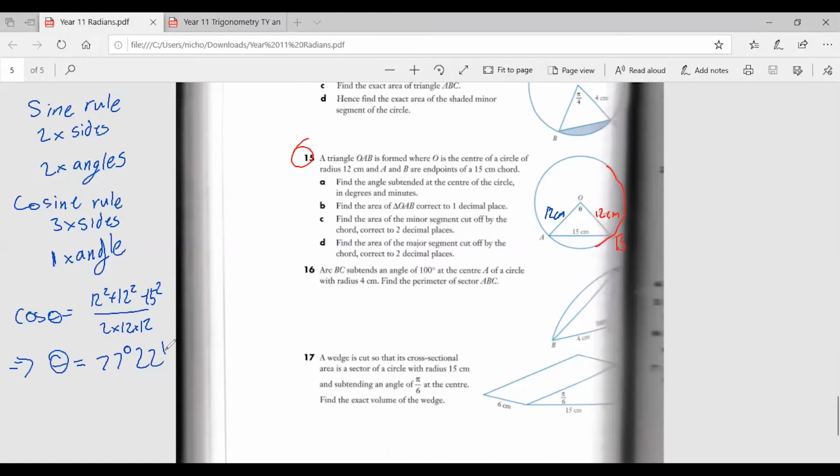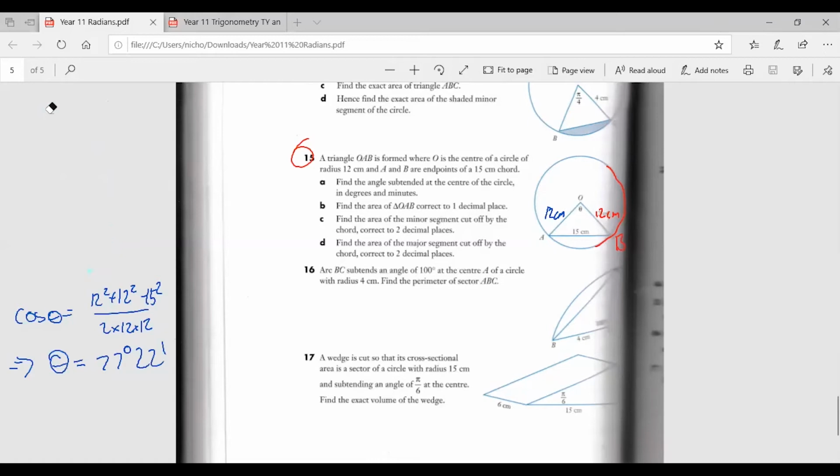So probably, let's have a look. Must be some rounding in there that I did. Must be. I'll do it again without the rounding and see what I get.